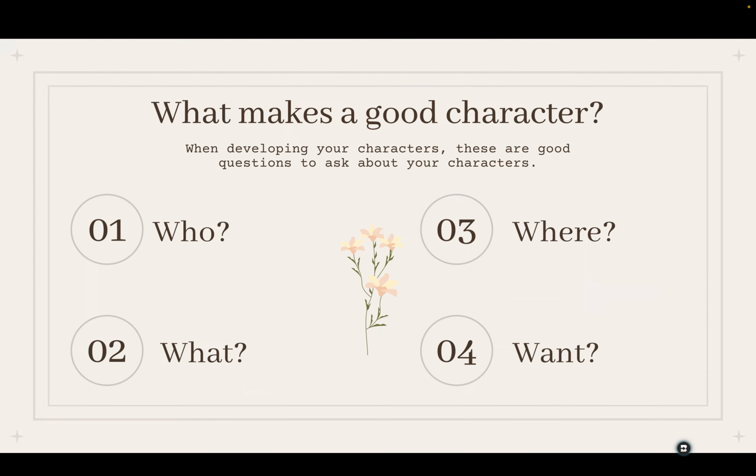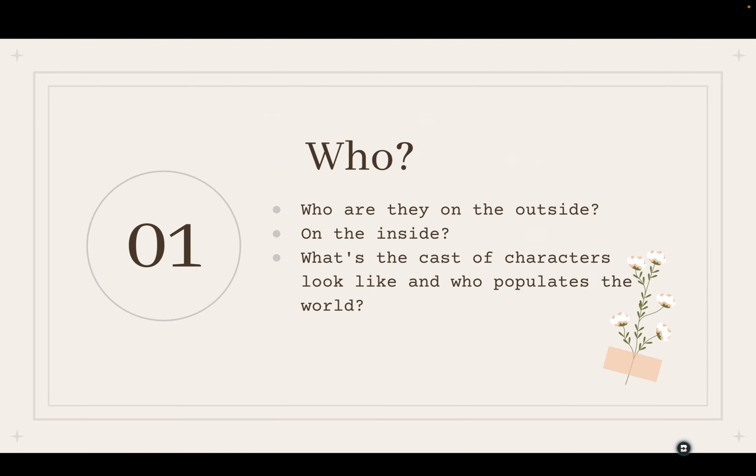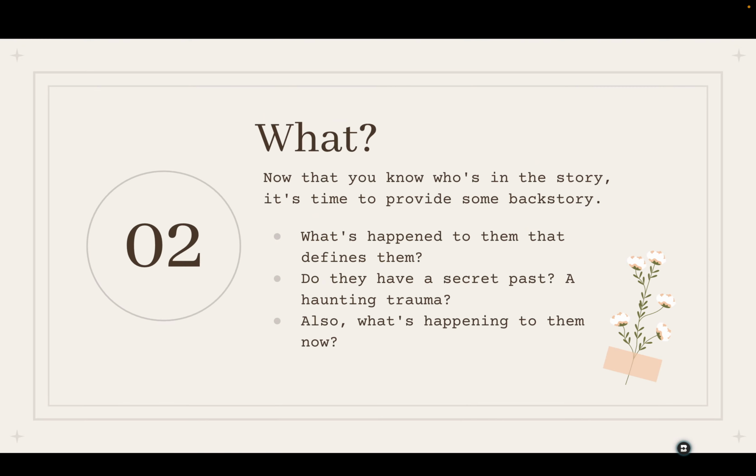Okay? When we want to talk about what makes a good character, we want to think about four things. That's who, what, where, and want. The who is literally who are they, okay? So what do they look like? What is their physical description? What's their personality like? Stuff like that. Whereas the what is kind of their backstory. So like what has happened to them before we are meeting them in the story? Do they have a secret past or a haunting trauma?